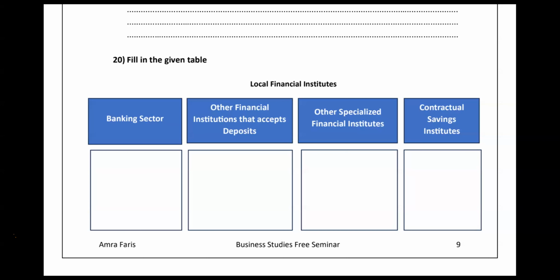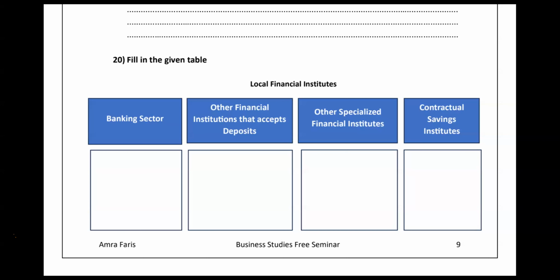And the next one, stock brokering firms. Stock brokering, buying and selling stock. You know, house brokering and this are different, this is stock brokering. Stock brokering firms are also other specialized financial institutes. And the last one is money market intermediaries.